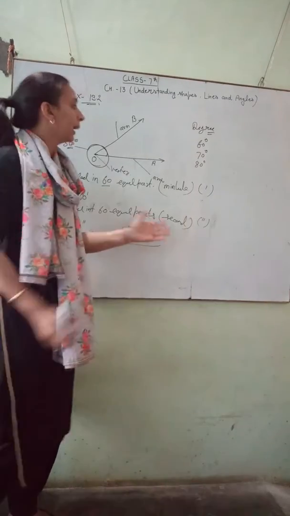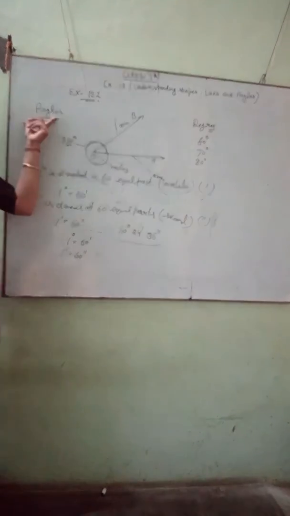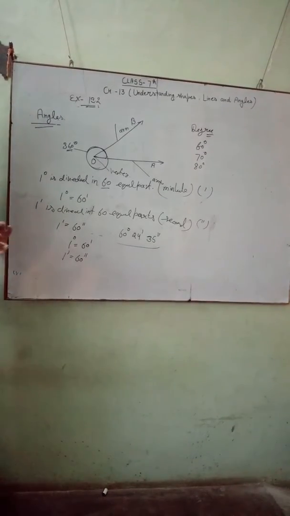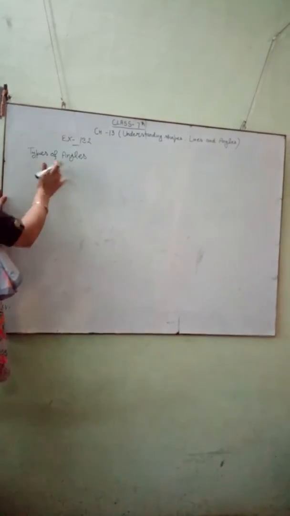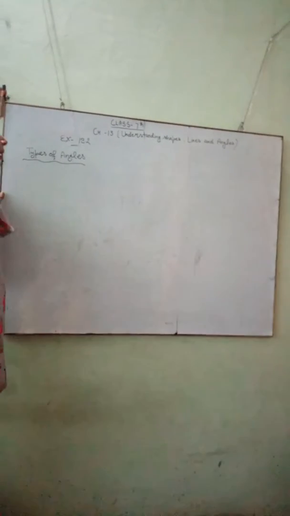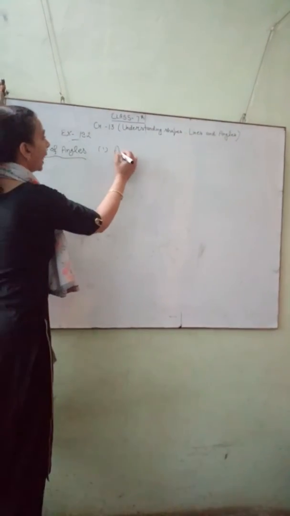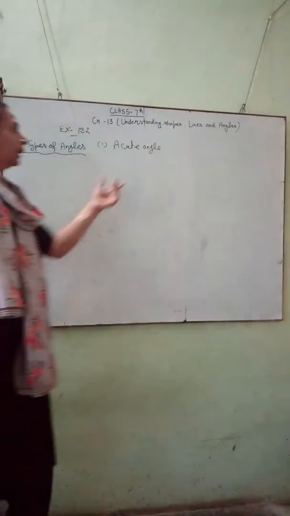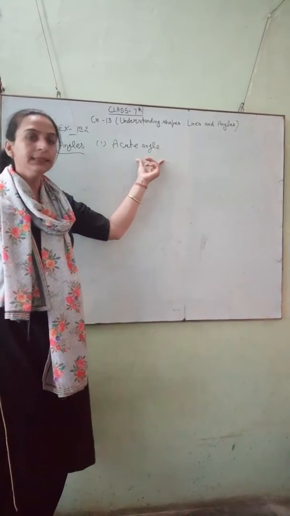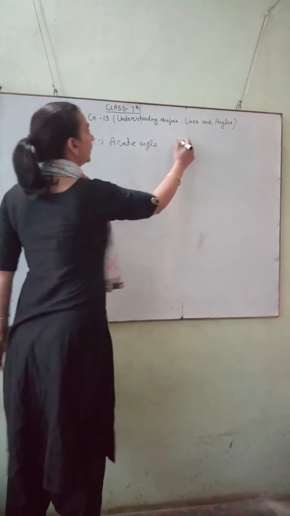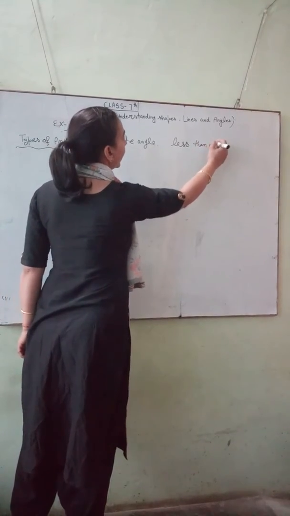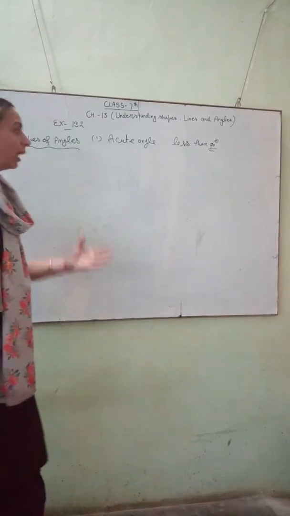Clear? Again, there are some types of angles. The first type is the acute angle. What is an acute angle? An angle whose measure is less than 90 degrees. An angle less than 90 degrees is an acute angle.